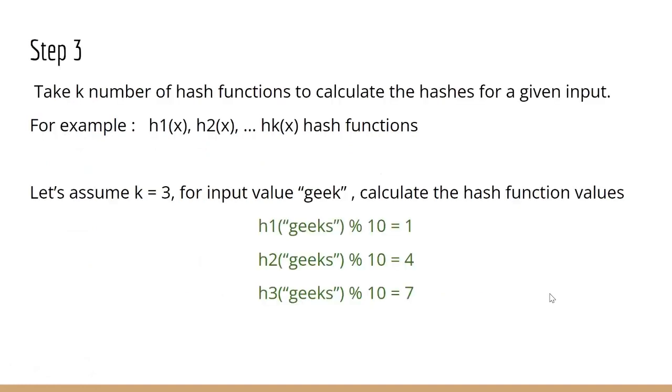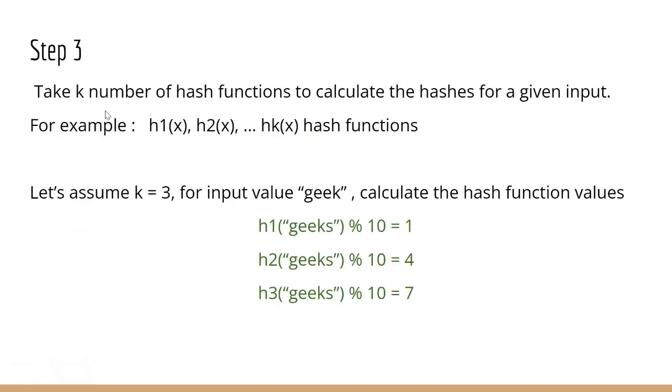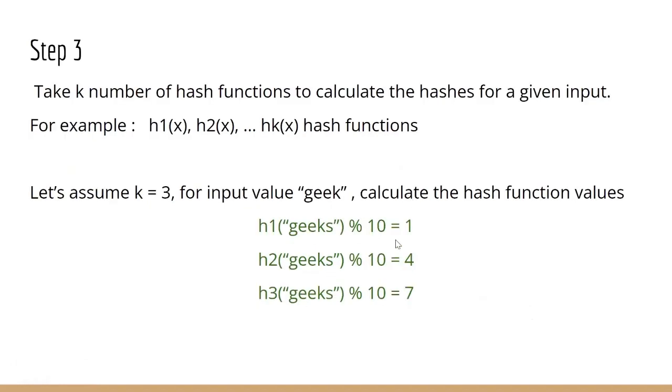Now for every input, first of all the input was geeks. We'll create k number of hash functions where each hash function is different or unique. Suppose we are taking k as 3, so we'll take 3 hash functions and pass the first input value into the functions, and we'll get the output. Also remember the modulus that we're taking: 10 is the length of the bit array, so we'll take mod 10 so that an array index out of bound exception does not occur.